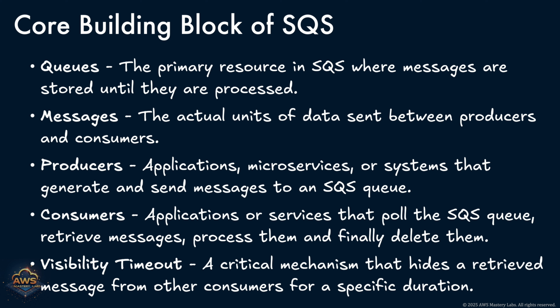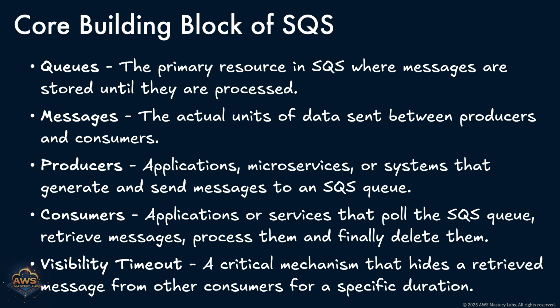At the heart of SQS are queues. A queue is a temporary repository that holds messages until they are processed. SQS provides two types: standard queues, which support high throughput with best effort ordering and at least once delivery, and FIFO queues, which guarantee that messages are processed exactly once in the exact order they were sent.